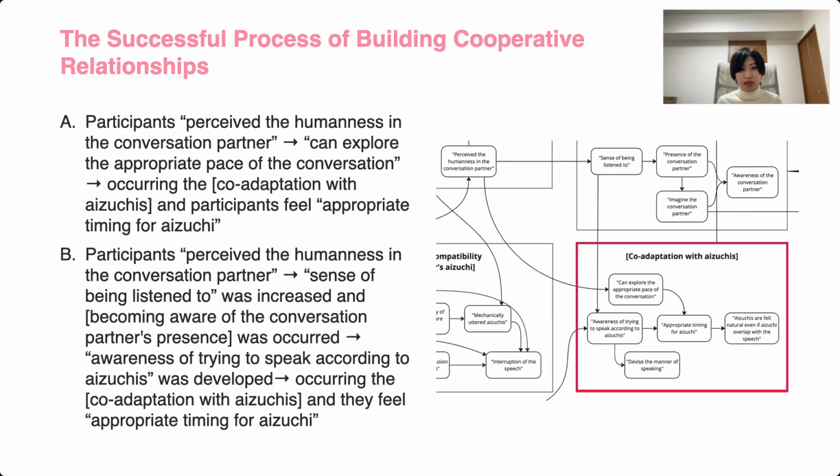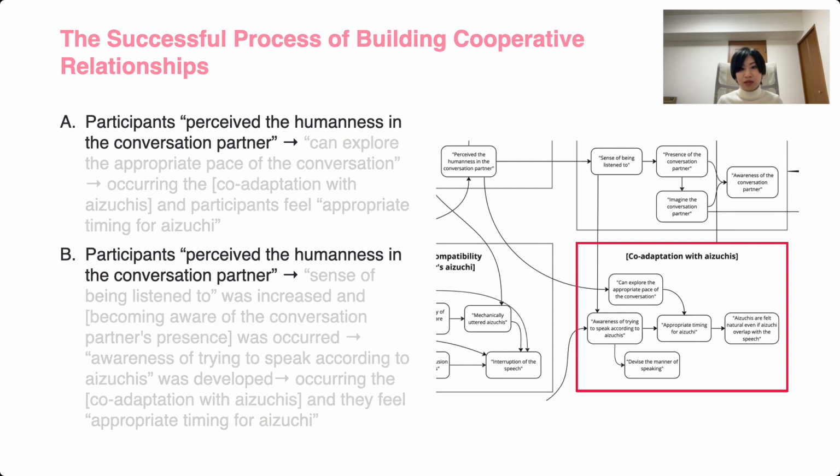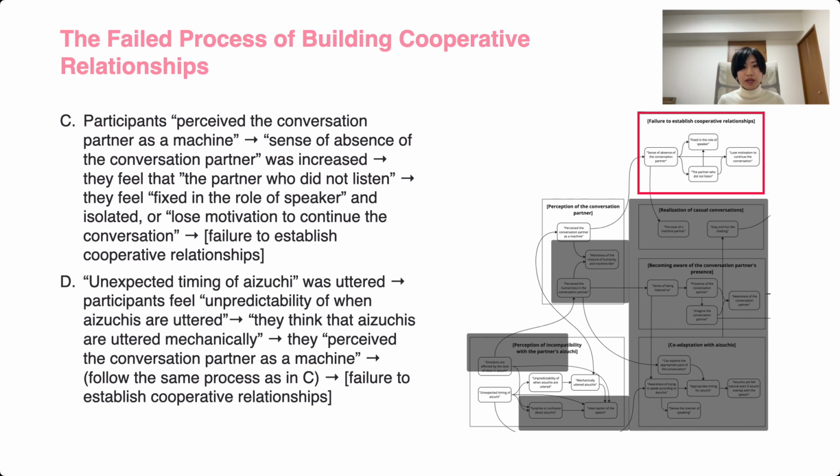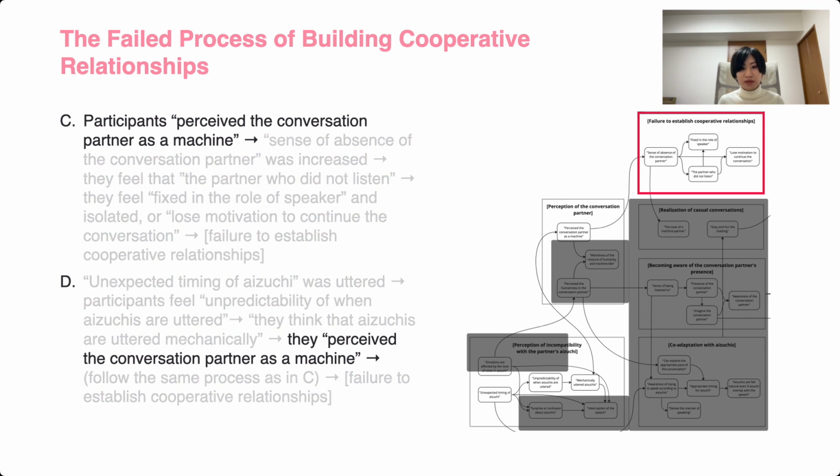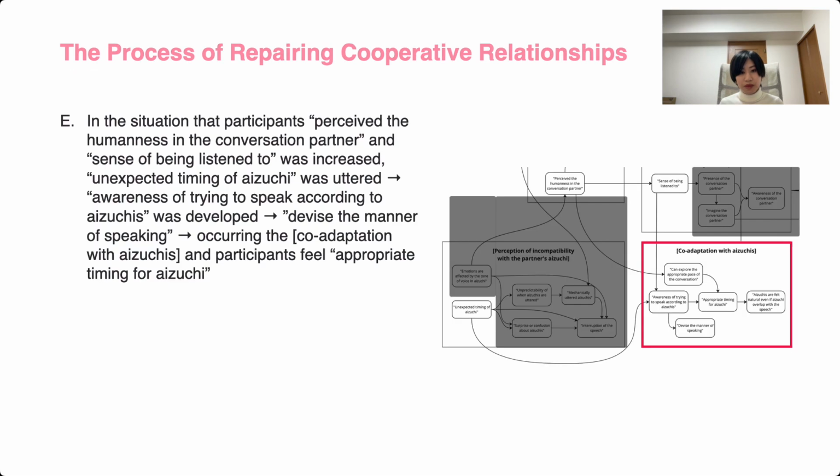The processes of co-adaptation and building cooperative relationships between the participants and the Aizuchi-bot were all triggered by the perception of humanness in the Aizuchi-bot. On the other hand, the process of failing to establish cooperative relationships was triggered by participants' perceptions that their conversation partner would be a machine. A process of restoration of cooperative relationships was also observed.